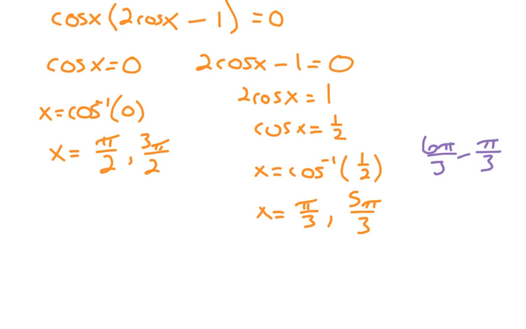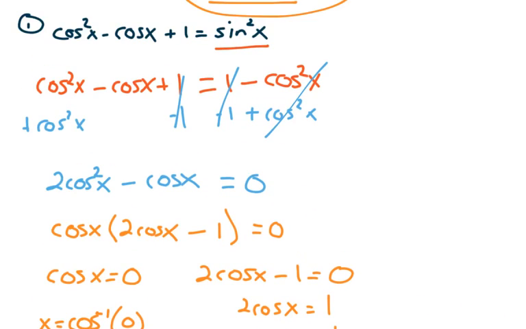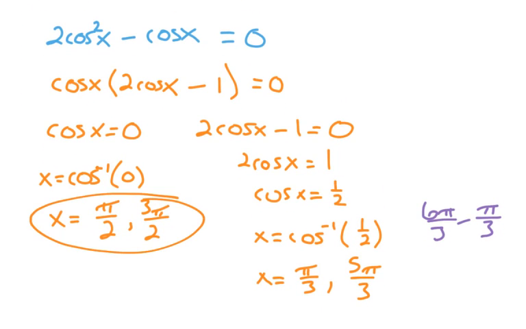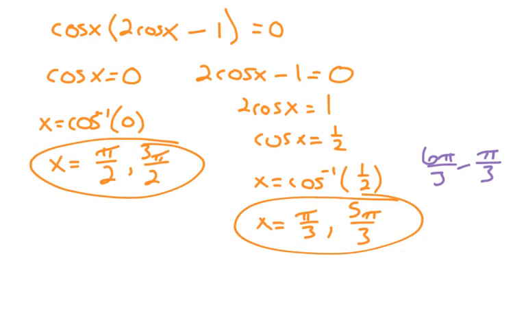So we actually have 4 answers for this original equation. Cosine squared of x minus cosine of x plus 1 is equal to the sine squared of x. We have 4 answers: pi over 2, 3 pi over 2, pi over 3, and 5 pi over 3.